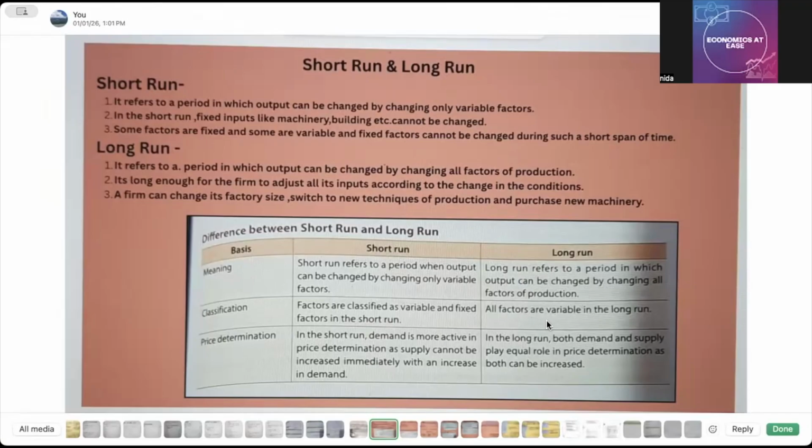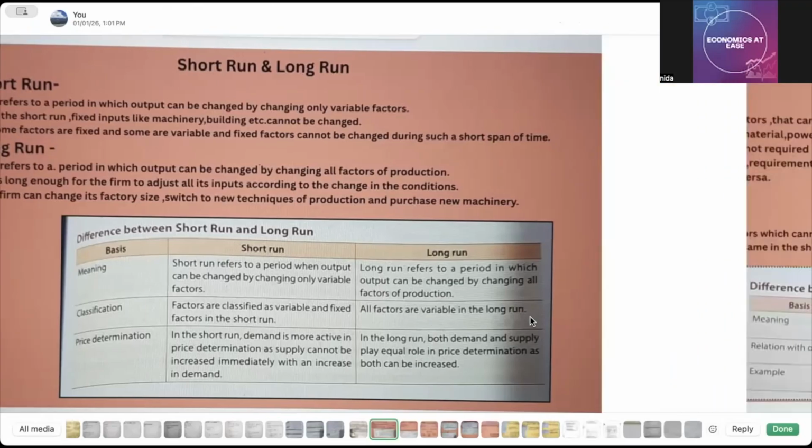Whatever production or output you want to increase, you can just change all the factors, okay? According to the desired output, okay? Then price determination: in the short run, demand is more active, okay? And in the long run, both demand and supply are active, okay? And the price determination is done as both can be increased, okay? You can go through the previous videos also, okay?